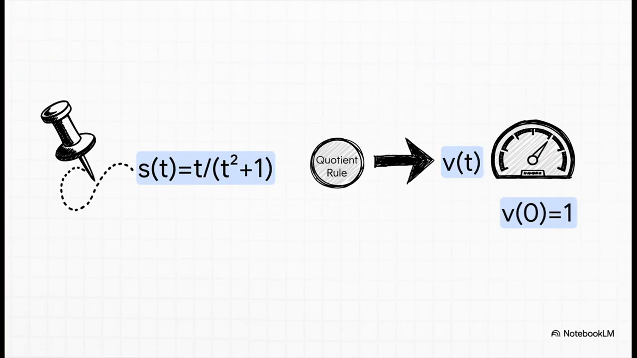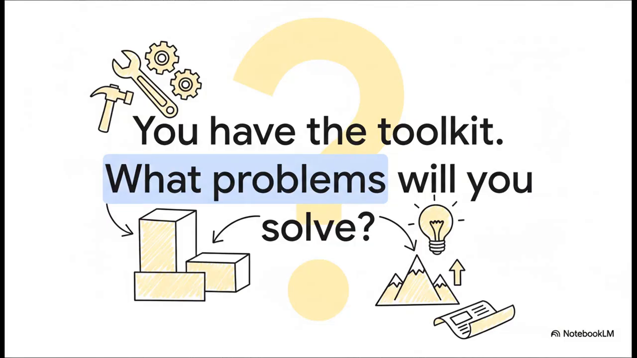Simple as that. And of course, derivatives are absolutely essential in physics. If you have a function that describes an object's position over time, its derivative is its velocity. So in this example, we'd use the quotient rule to find the velocity function. And then just plug in t equals 0 to find the velocity right at the start. These rules give us a direct link between position and velocity. It's incredibly powerful.